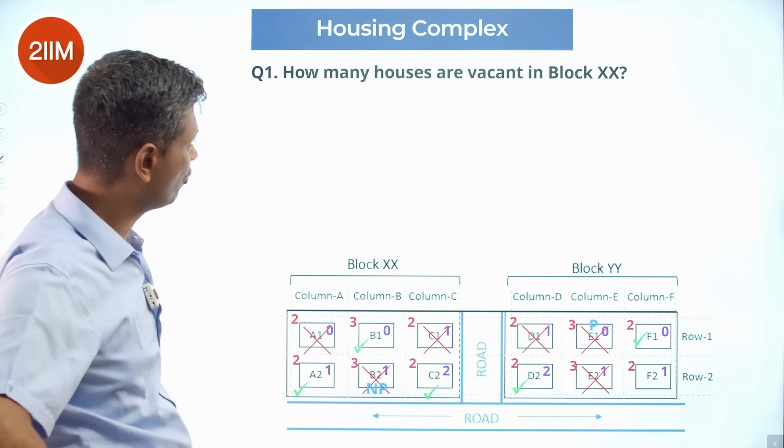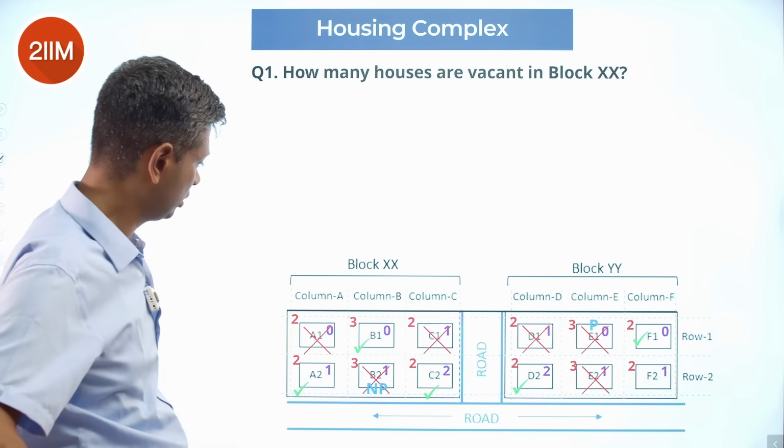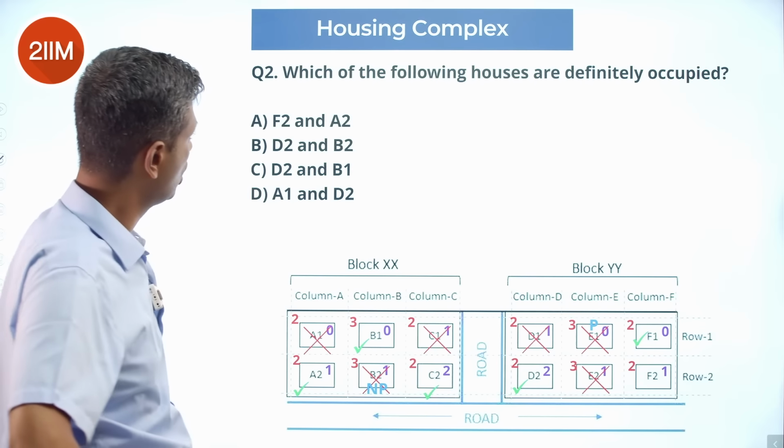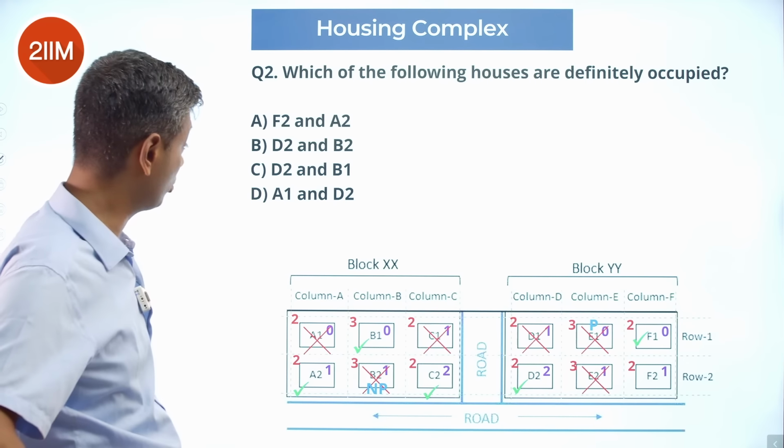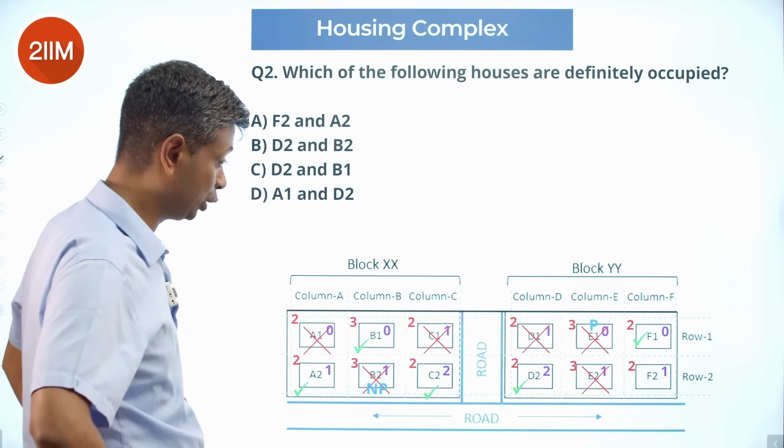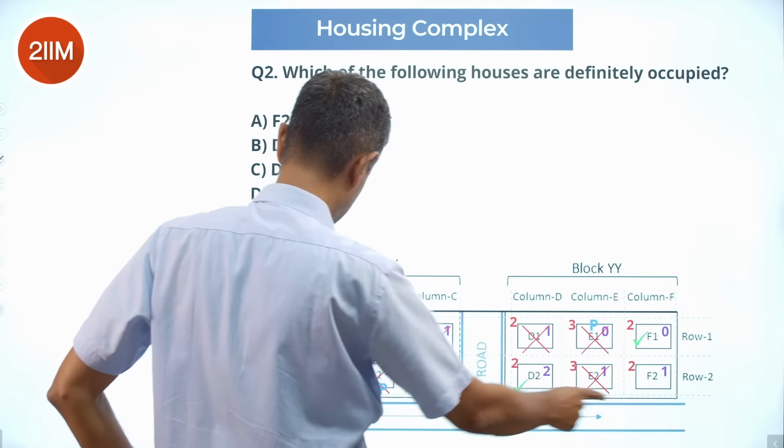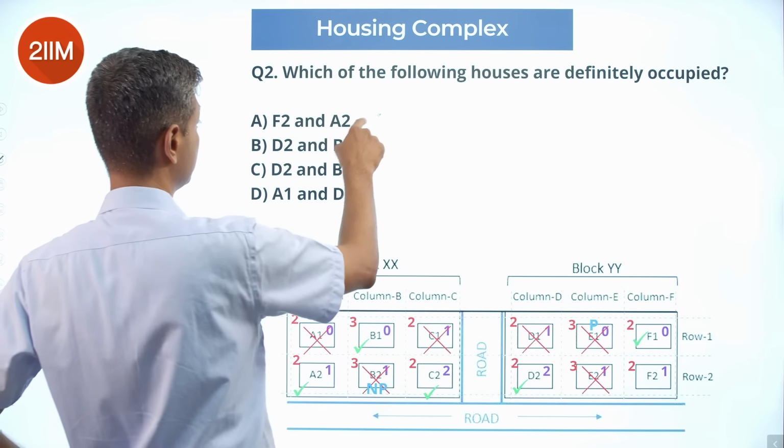How many houses are vacant in block XX? 3. Which of the following houses are definitely occupied? F2 and A2. A2 is occupied. F2, we don't know. May or may not be.